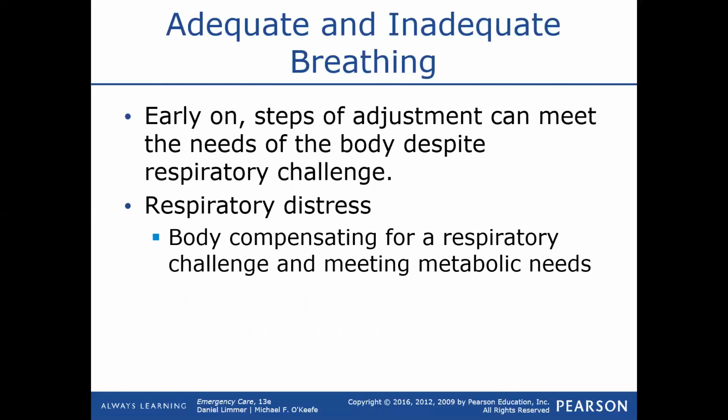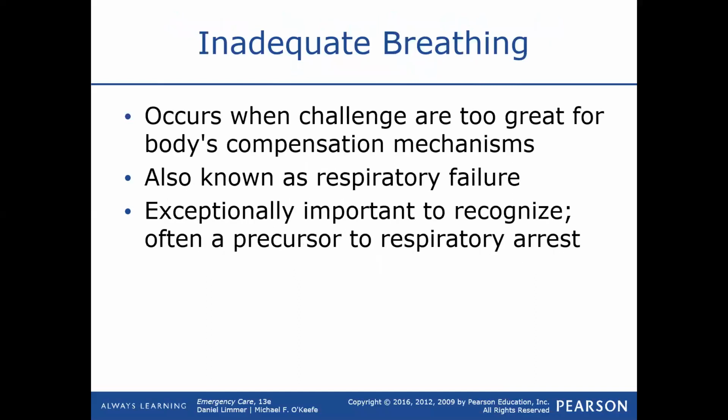Early on, steps of adjustment can meet the needs of the body despite a respiratory challenge, so the body can start to compensate a little bit. We breathe a little faster to make up for that low oxygen level, just as an example. In respiratory distress, the body is compensating for a respiratory challenge and meeting metabolic needs. So we start breathing heavily or faster, because there's something going on in the body that the body needs to try to overcome. Inadequate breathing occurs when the challenges are too great for the body's compensation mechanism.